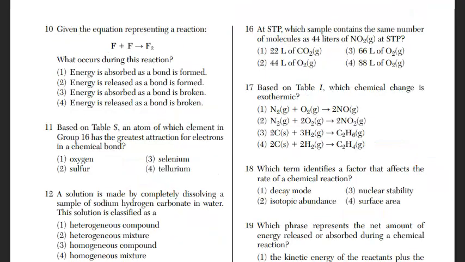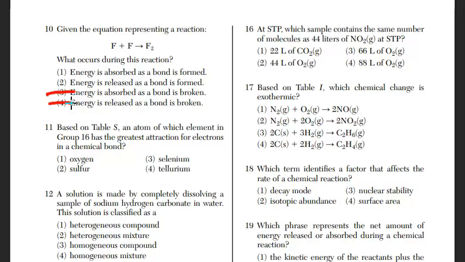Checking out question 10, given the equation representing a reaction, what occurs during this reaction? This is two fluorine atoms becoming a fluorine molecule. What occurs during this reaction? Well, is energy absorbed or released? If you're not sure which is which, let's go back to the back half of the answer here. We have two atoms coming together. Obviously, a bond is formed. Cross those out. Now, the question is it absorbed or released?